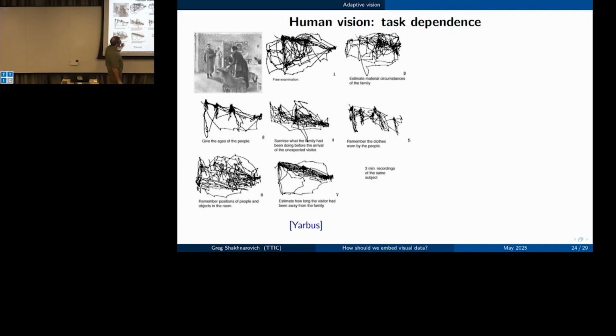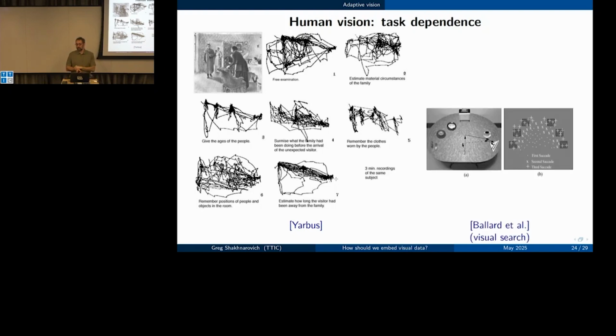You can say, just look at the painting. You can say, tell me how well off this family is. You can say, tell me what the ages of the people are. And if you do that, then people must look at faces. If you ask about material circumstances, they look at what kind of stuff is on the walls and what the furniture is like. If you ask them, and this is interesting, to estimate how long the visitor has been away from the family, they keep going back and forth. They're trying to figure out emotion, the eyes, what these people are feeling, right? Occasionally they look at something else, but mostly that. So all of that is task dependent.